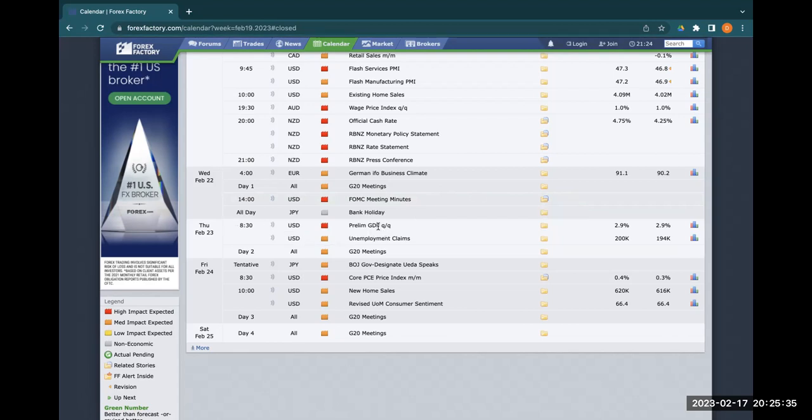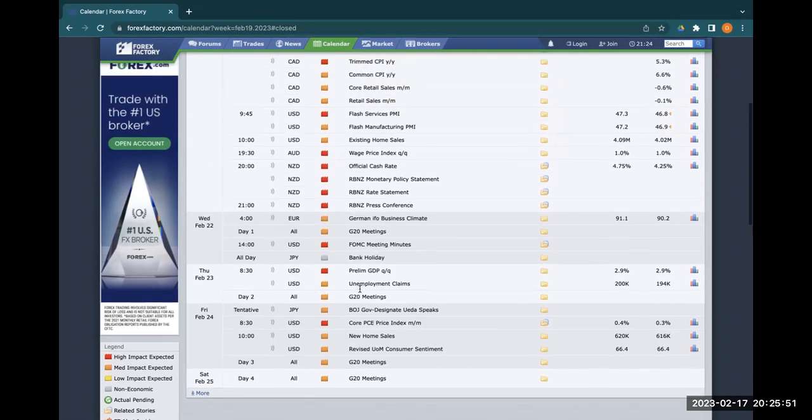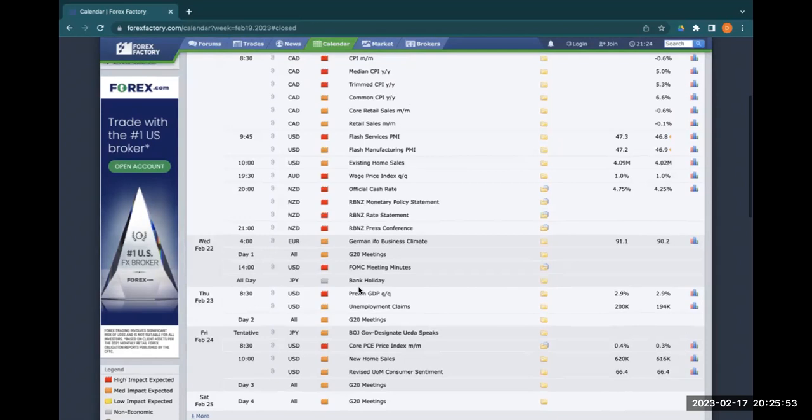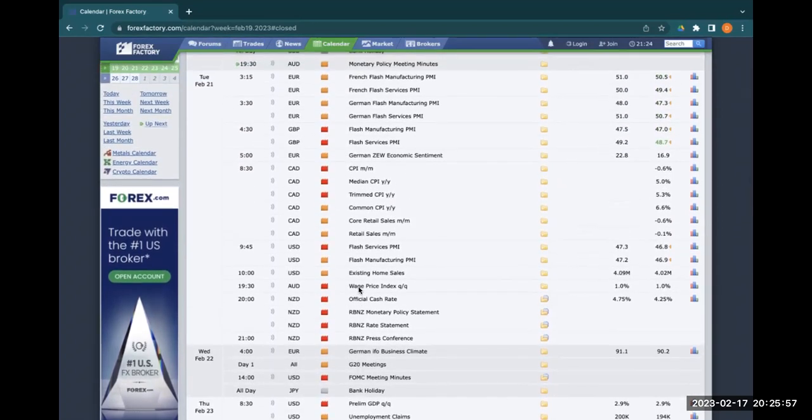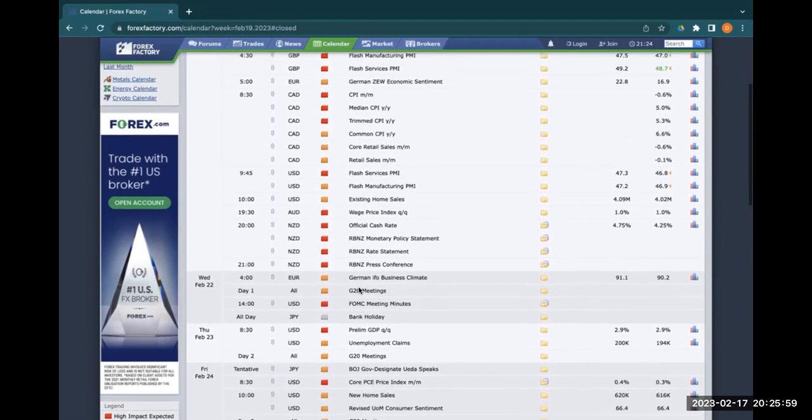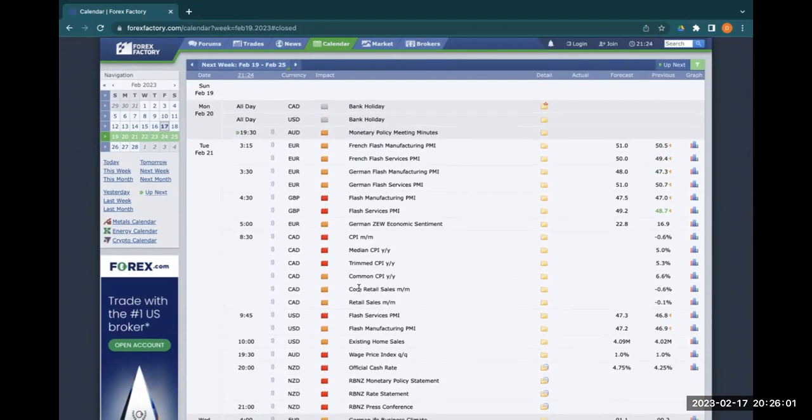We got GDP quarter over quarter for the USD on Thursday, as well as unemployment claims. So medium and high impact here could cause some significant volatility. And then Friday as well, we have some medium and high impact news. So it could be another exciting week, to be honest. We have high impact news every single day except for Monday, which is a holiday. So yeah, let's get it.